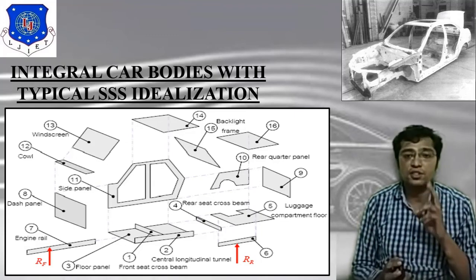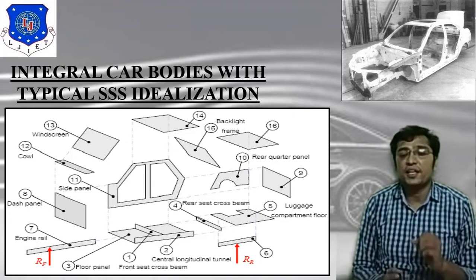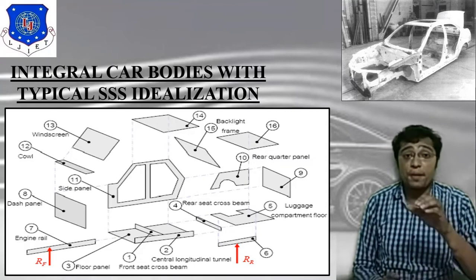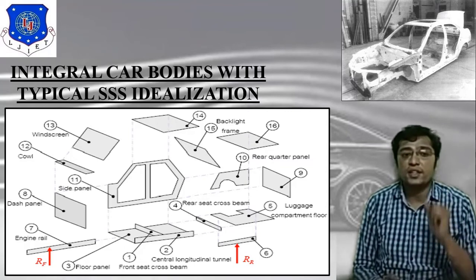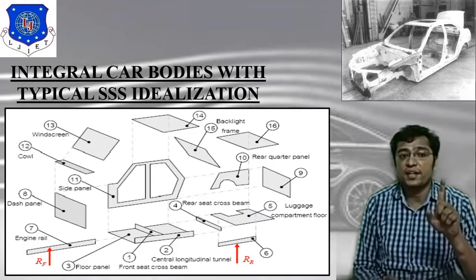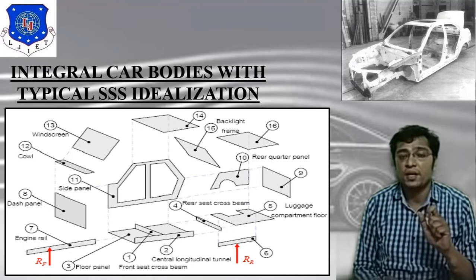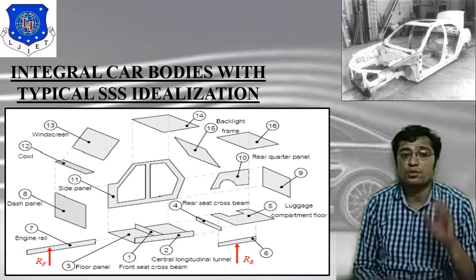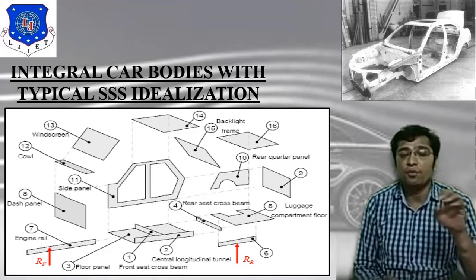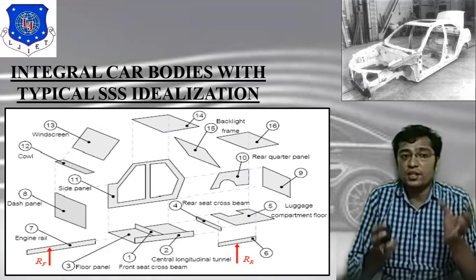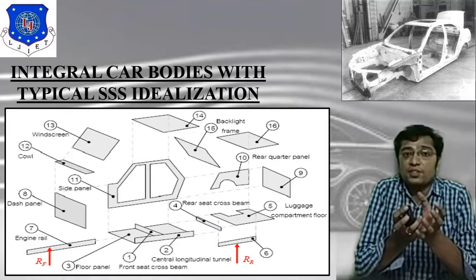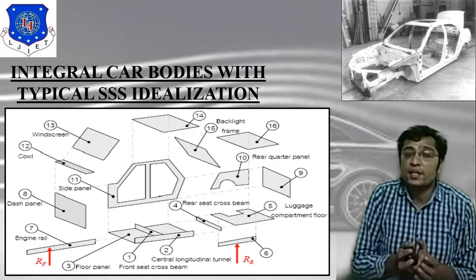In this particular image there are different assemblies. Here I have attached two images. The first image relates to the car body, and the second image relates to different spare parts of the car body. In this image you can find the first part, the front seat cross beam. The second is the central longitudinal tunnel. The third part is the floor panel. So these are different spare parts. Integrating all the spare parts, you get this particular car body design.